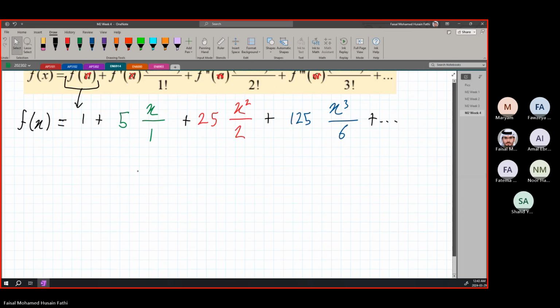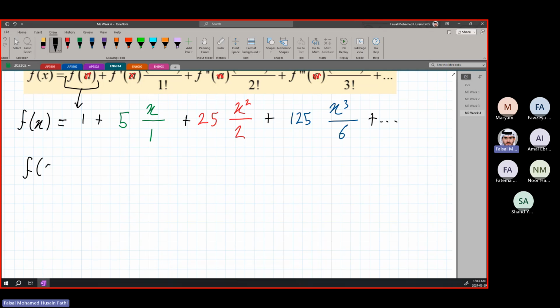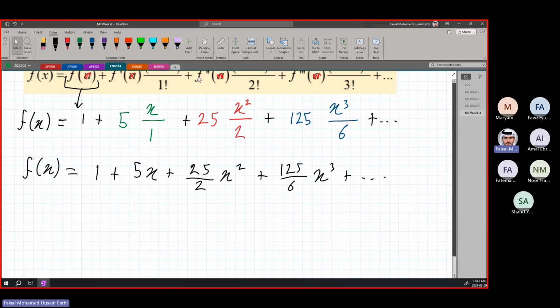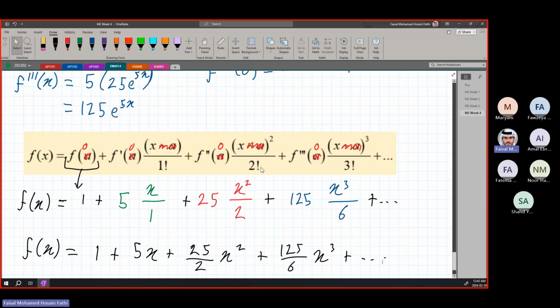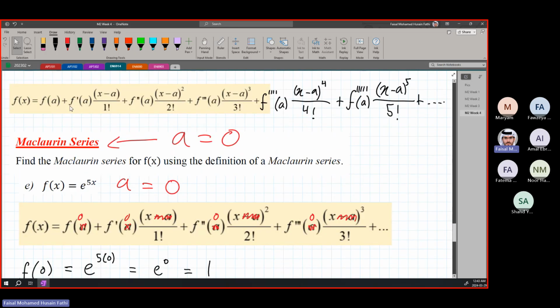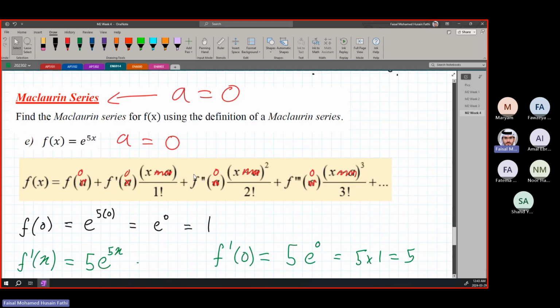Okay, and that is your MacLaurin series. So it's 1 plus 5x plus 25 over 2. You could just write it as 25 over 2 x squared plus 125 over 6 x cubed plus, and it will keep going on forever. All right, very straightforward, nothing confusing. The only difference between MacLaurin series and Taylor series is a is equal to 0 for the MacLaurin series.